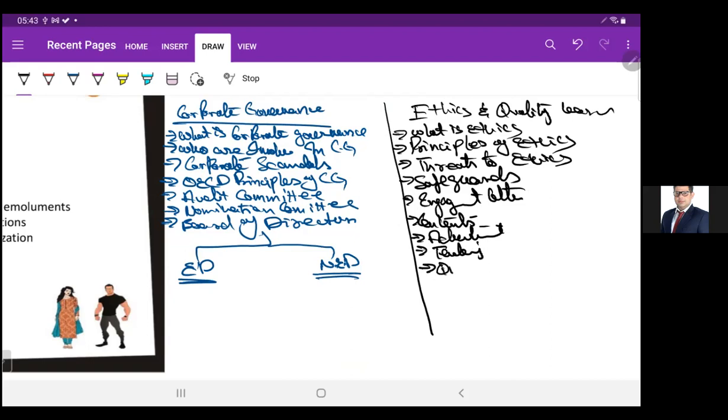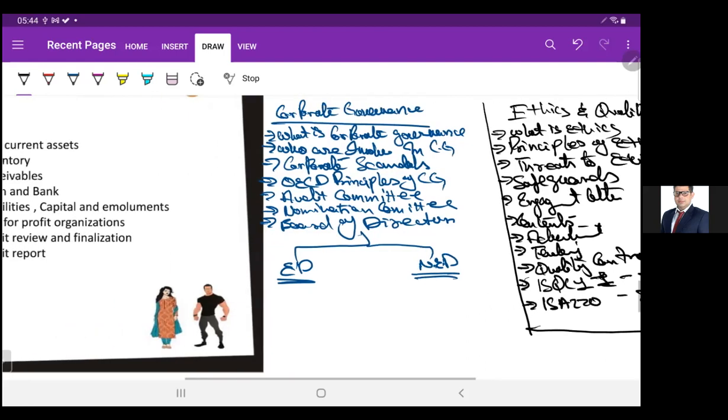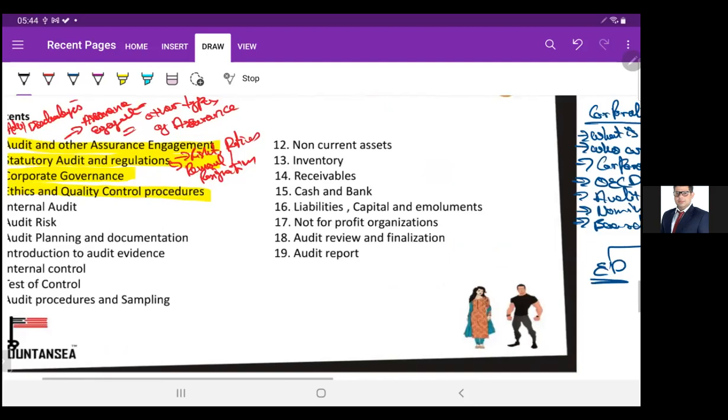Then we will learn about quality control, in which we will cover two standards related to quality control, that is ISQC 1, which is related to quality control for the audit firm. And then we will learn about ISA 220, which is quality control related to financial statements. Here, ethics and quality control procedures will be covered.